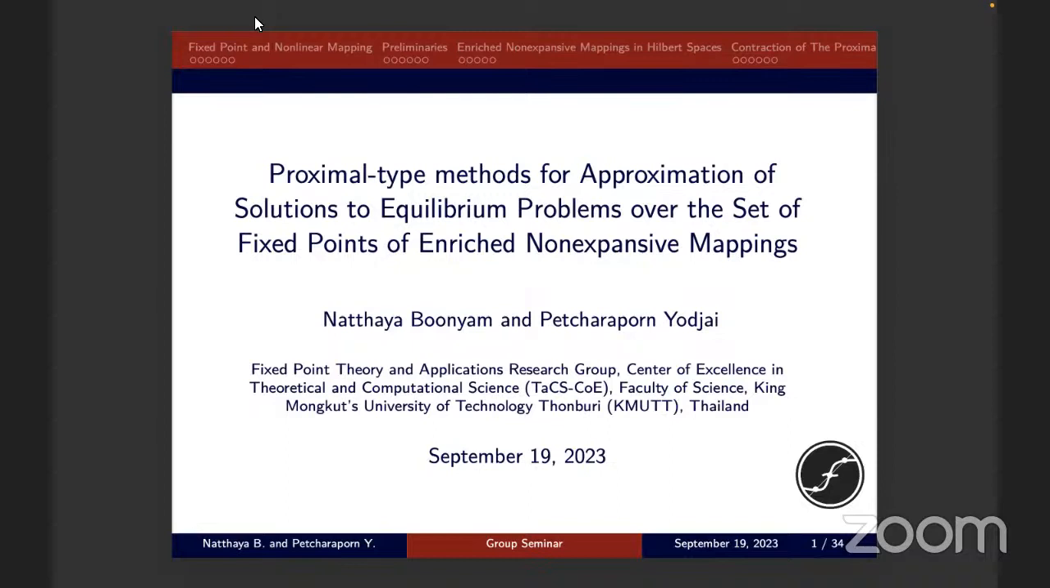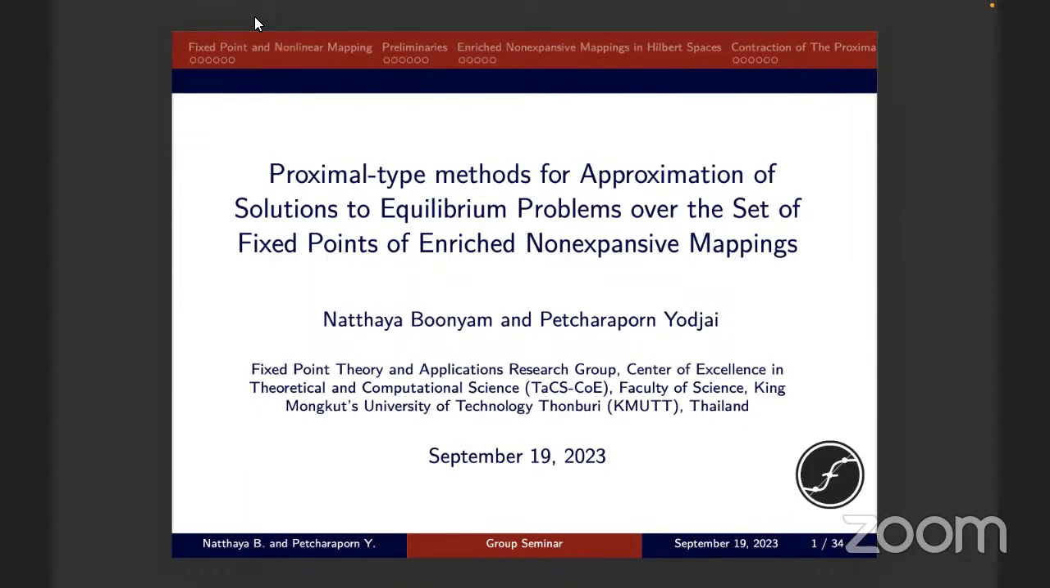Okay, for the first group, Ms. Nathaya and Ms. Echaraporn on the topic proximal time method for approximation of solution to equilibrium problem over the set of fixed point of enriched non-expansive mapping. Okay, you can start.